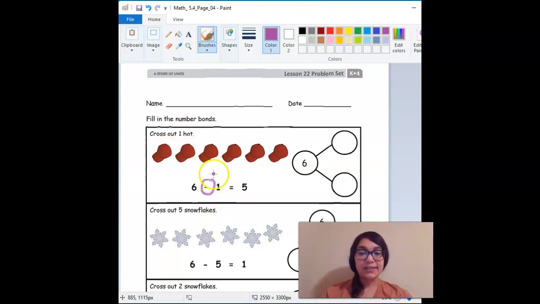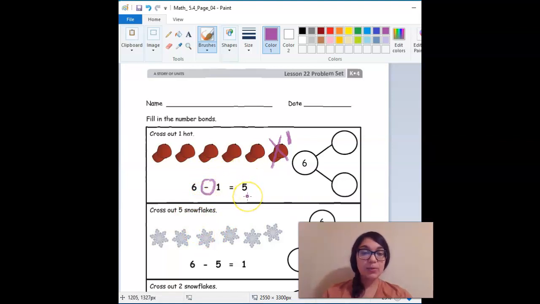So we need to cross out how many hats? Get ready. Yes, we're going to cross out 1 hat so that our story can match our number sentence. So I'll cross out my 1 hat, and I'm going to write what number? Yes, 1. So let's read our number sentence again. It says 6 minus 1 equals 5.